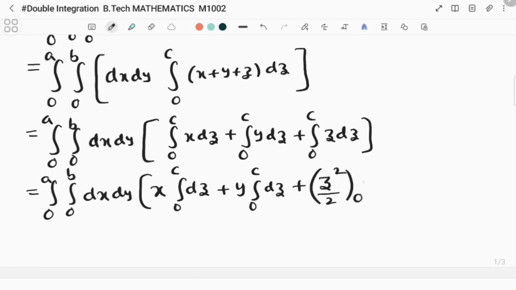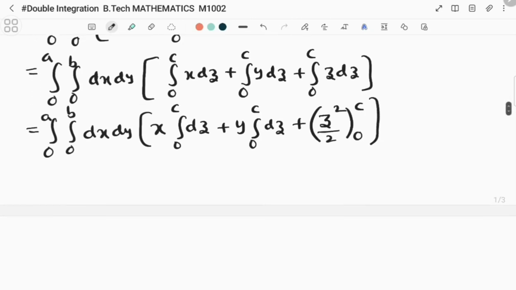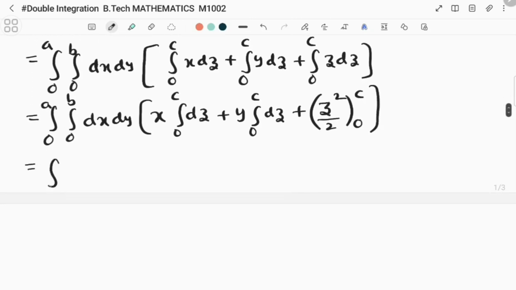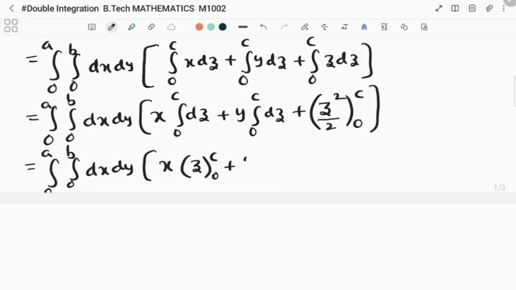So integral 0 to a, integral 0 to b, here the function is xc plus yc plus c square by 2 into dx into dy. In the next step, with respect to y I am taking, so integral 0 to a, here dx I am taking separate. So integral 0 to b, xc plus yc plus c square by 2 into dy.